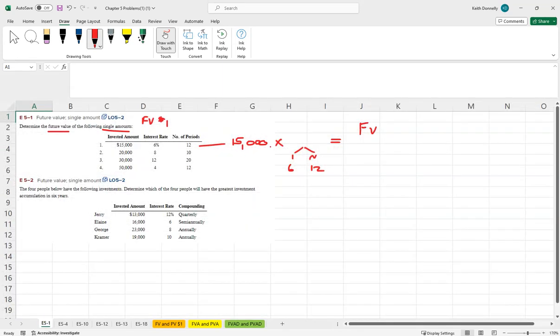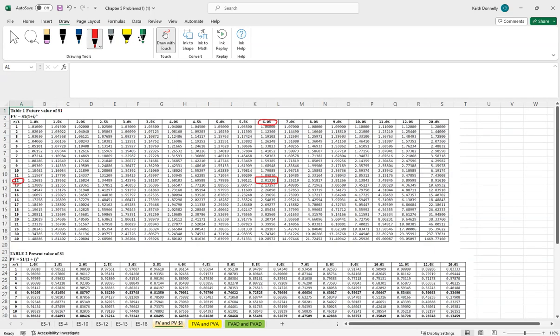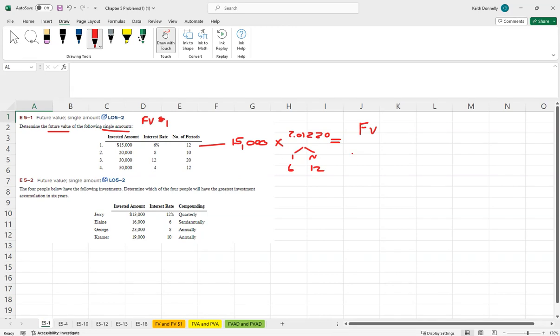2.0122, so times 2.0122, and I think it's a 0. Let me check that again. 2.01220. Okay, we run the math on that. We're looking at 30,183. In other words, if you put 15 grand in the bank and had a 6% interest rate after 12 periods, it will be worth in the future 30,000.